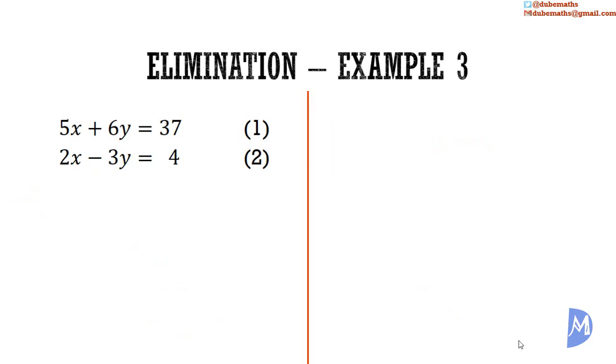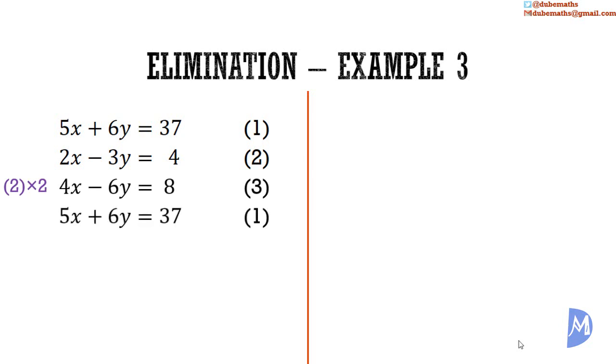5x plus 6y is equal to 37. 2x minus 3y is equal to 4. The LCM of 5 and 2 is 10, but the LCM of 6 and 3 is 6. So we can multiply equation 2 by 2 to eliminate y. Equation 2 by 2 gives 4x minus 6y is equal to 8. We write in equation 1, so they are one on top of the other, so it's easier to see the addition. Then we add equation 3 to equation 1 to eliminate y.